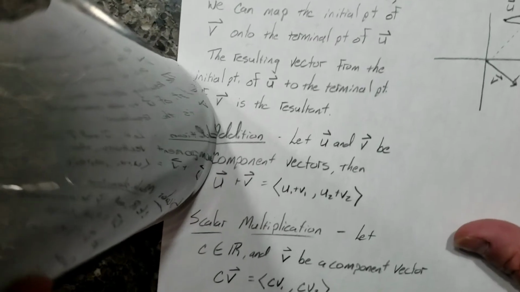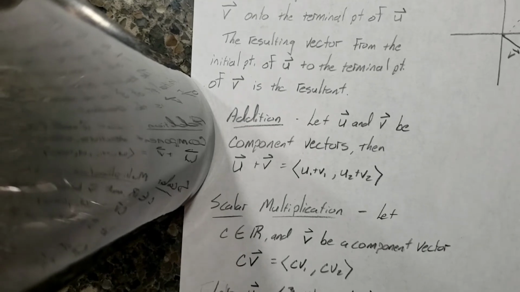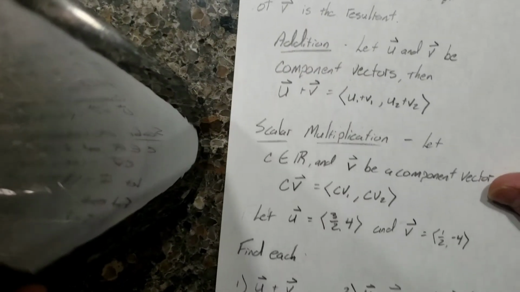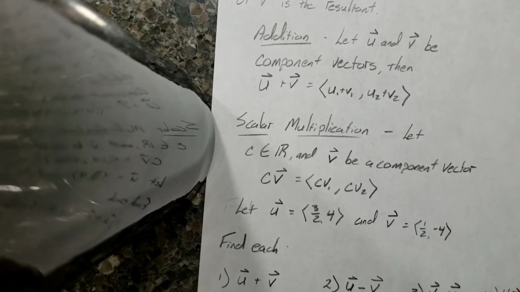Now it's very simple. When you do the addition, let u and v be component vectors. And when you add them together, you add the pieces: u1 plus v1, u2 plus v2. Very simple. Scalar multiplication, same concept. We're going to let c be an element of the real numbers and v be a component vector. When you multiply c times the vector v, you multiply the pieces of the vector, v1 and v2. Just straight multiplication.